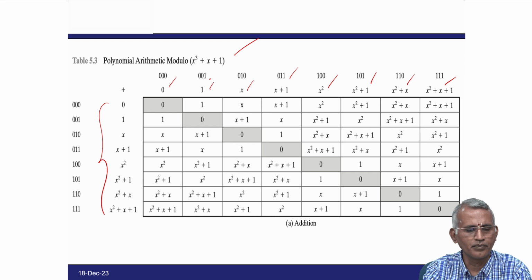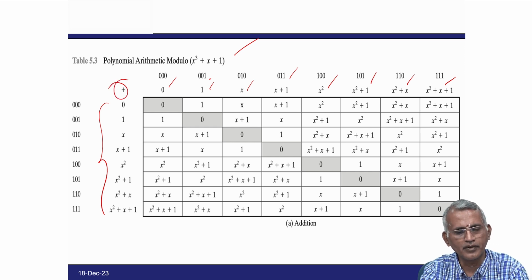Now, you start to multiply: 0 into 0 is 0, 0 into 1 is 0, 0 into x is 0, 0 into x square is 0, and the same thing will come, and then this part also will come under addition. So, it is not a multiplication.